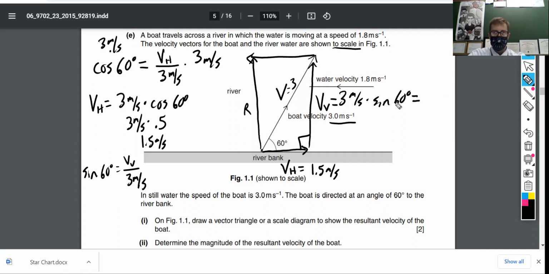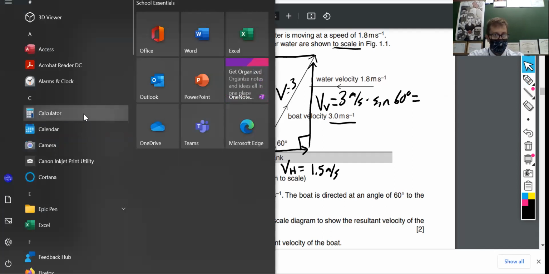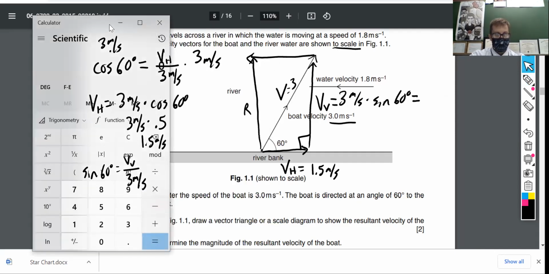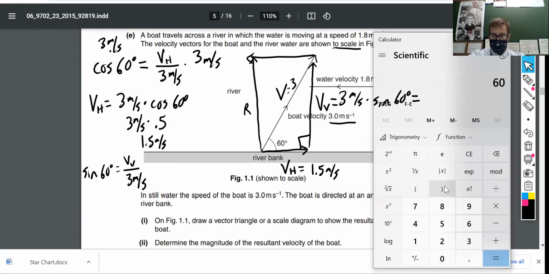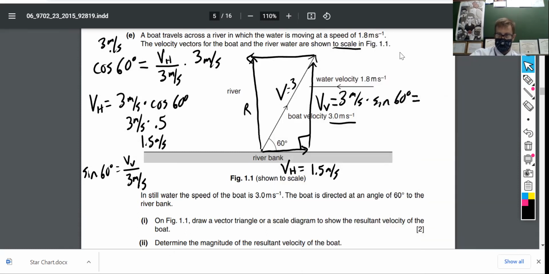Now you probably do want to have a calculator out. Let me show that to everybody following along at home. Trigonometry. We need a sine function there. There's the sine of 60 degrees, and I'm going to multiply it by 3, and I realize that the vertical component is about 2.6, right? 2.598. So 2.6 meters per second is the vertical component of the boat velocity.